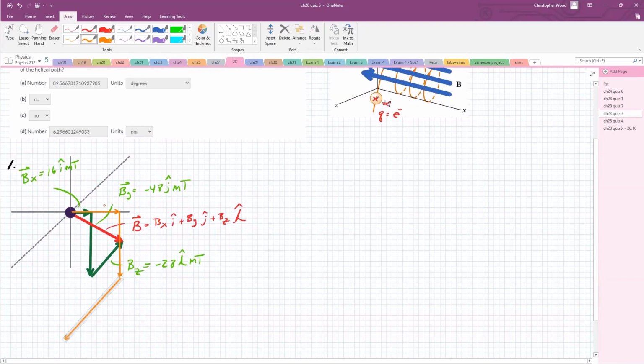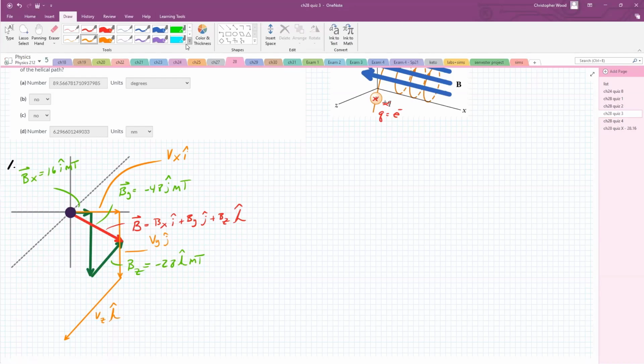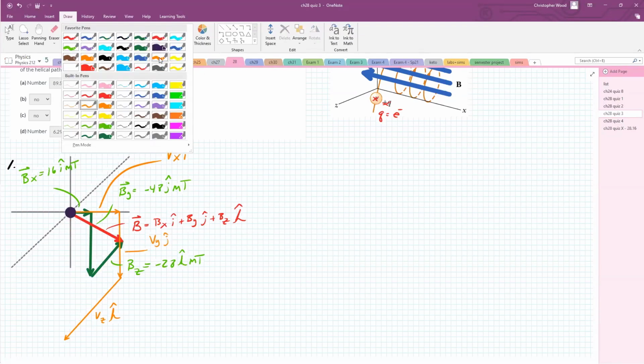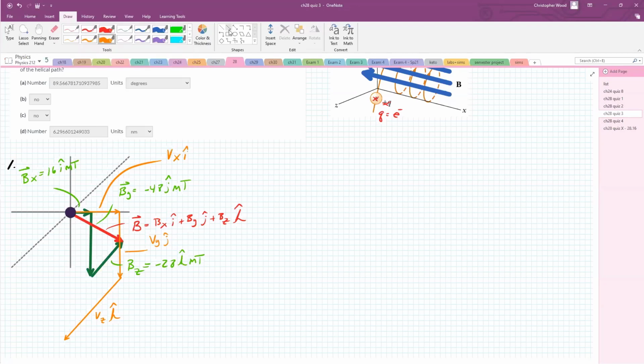All right, this is Vx i hat. This is Vy j hat. This is Vz k hat. So what's my velocity vector look like? Let me get thicker. Here's my velocity vector right here. That's a little bit too thick. Okay.